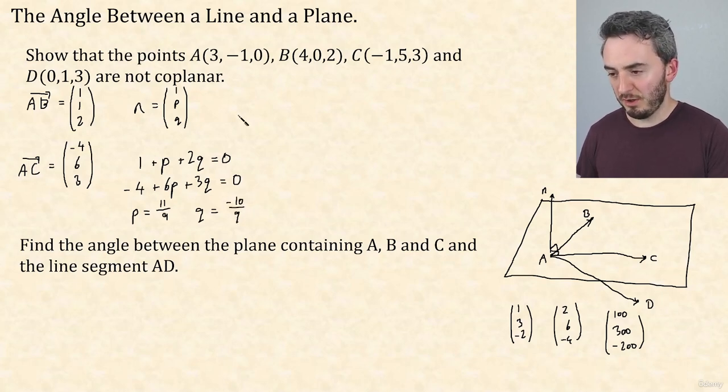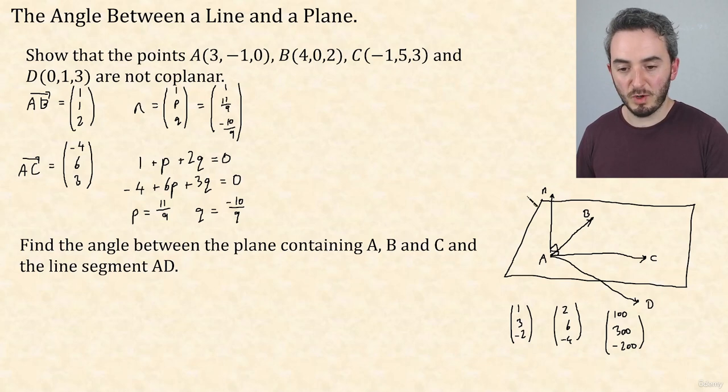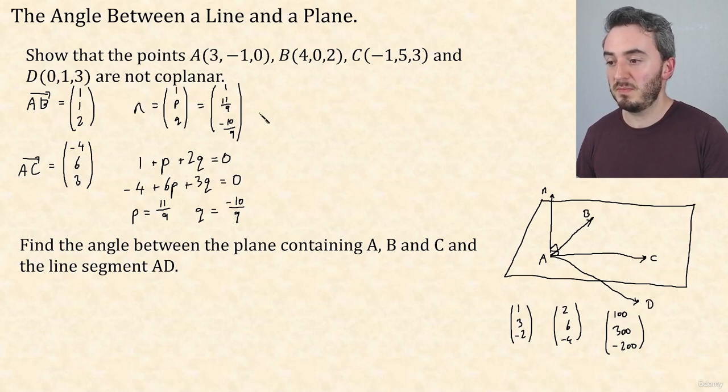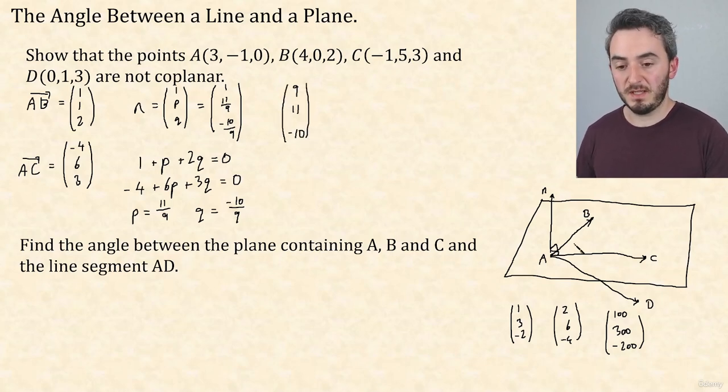Okay, looks horrible, but all we need to do now to make that look much nicer is just scale it up. So I've got 1, I've got 11 ninths, and I've got minus 10 ninths. But remember, we said we can just multiply this by whatever we want. That just makes this vector longer. So the perpendicular that I can work with can just be this multiplied by 9. So that's 9, 11, minus 10. So there is a vector which is perpendicular to AB and AC.